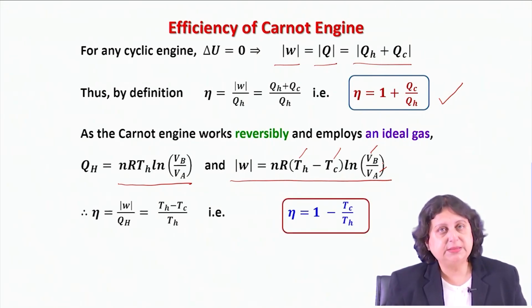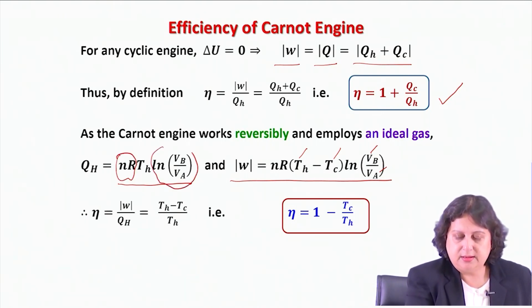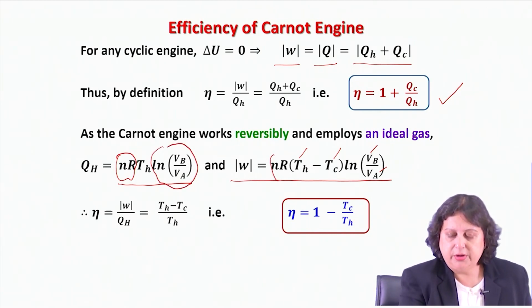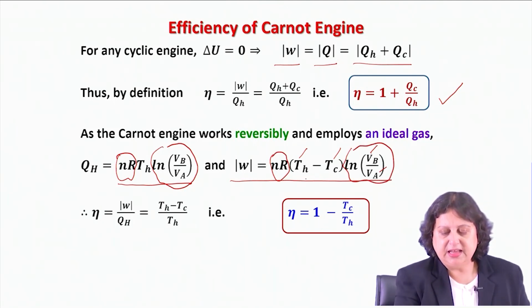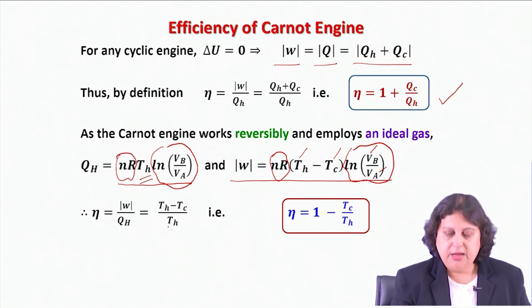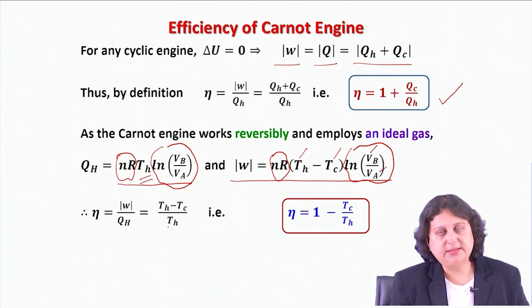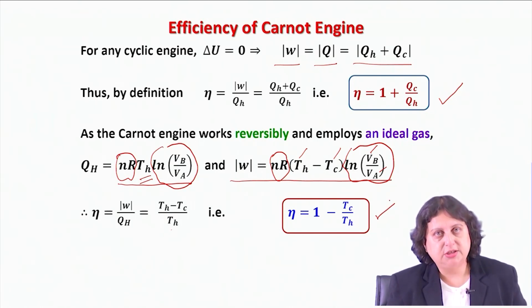Now, if I put these back and try to write down the efficiency of the Carnot engine, what I find is all the terms like nR and ln VB by VA, they are going to be cancelled when I take the ratio, and I will be left with TH minus TC in the place of W and only TH in the place of QH. And therefore, if I rewrite the efficiency of Carnot engine, I say that eta is equal to 1 minus Tc by Th.